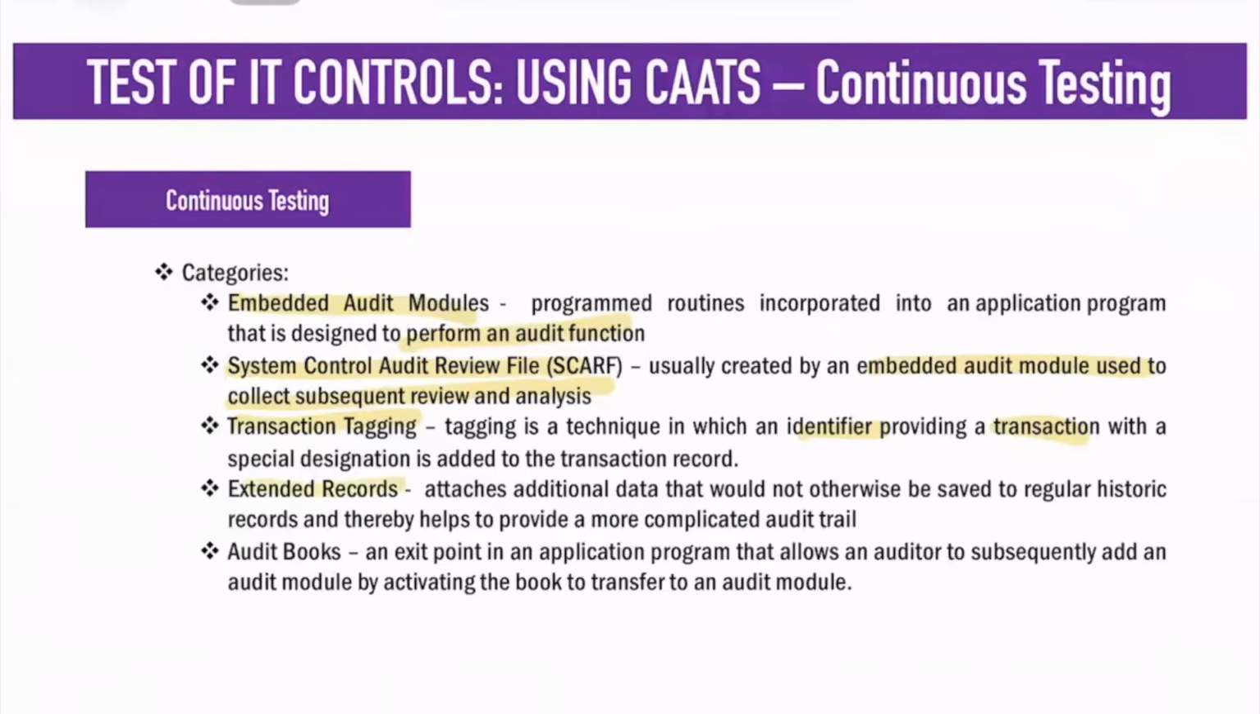Next, we have extended records. It attaches additional data that would not otherwise be saved to regular historic records and thereby helps to provide a more complete audit trail. Next, we have your audit hooks. These are exit points in an application program that allow the auditor to subsequently add an audit module by activating the hook to transfer to an audit module. So everything will now be placed in that audit hook for our audit trail.